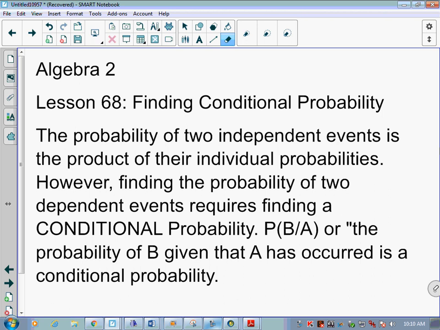The probability of two independent events is the product of their individual probabilities. However, finding the probability of two dependent events requires finding a conditional probability. And that's the probability of B given A, or the probability of B given that A has occurred, is a conditional probability. I know this doesn't necessarily make sense right now, but my hope is that it'll make sense after a little bit, when we start looking at examples of what we're talking about by P(B|A).